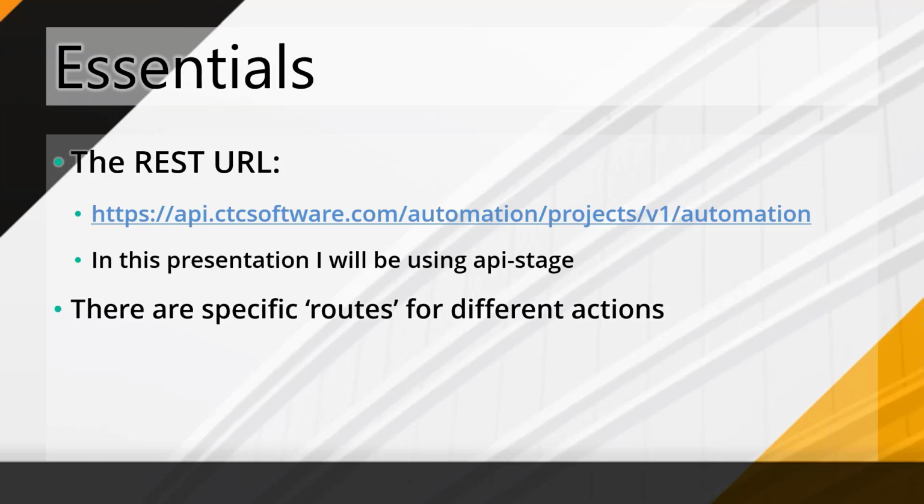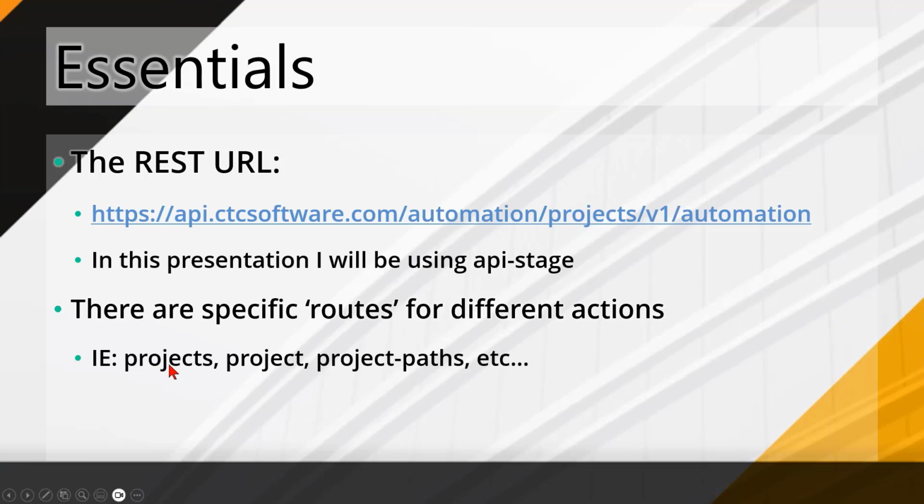There are specific routes that you'll take for different actions, i.e. there's projects, there's project, there's project paths, there's others in here. I'll show some of these off as we go through the presentation today so you can understand. Those different routes, which I often call collections in my code, tack on to the end of automation here. So automation/projects or /project or project paths. That gives the system an understanding of what you're about to try to do. Are you trying to get all projects, or just data about a specific project if you want more details, for example? This helps you do that.